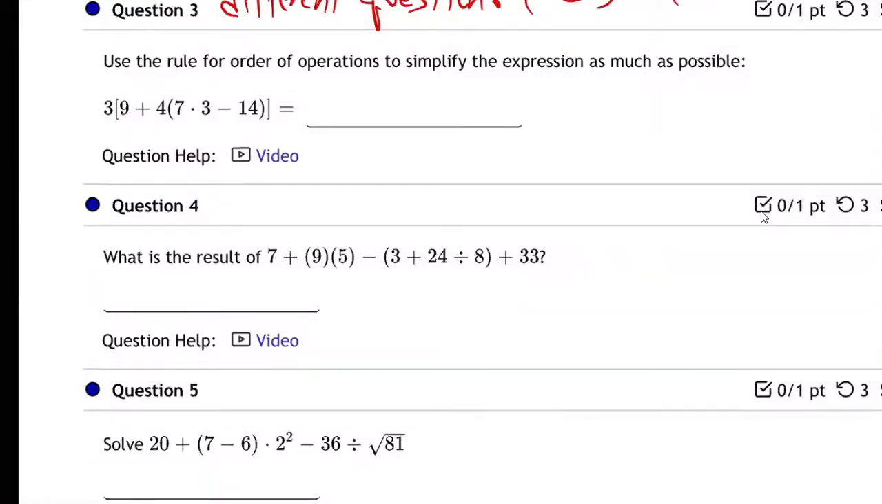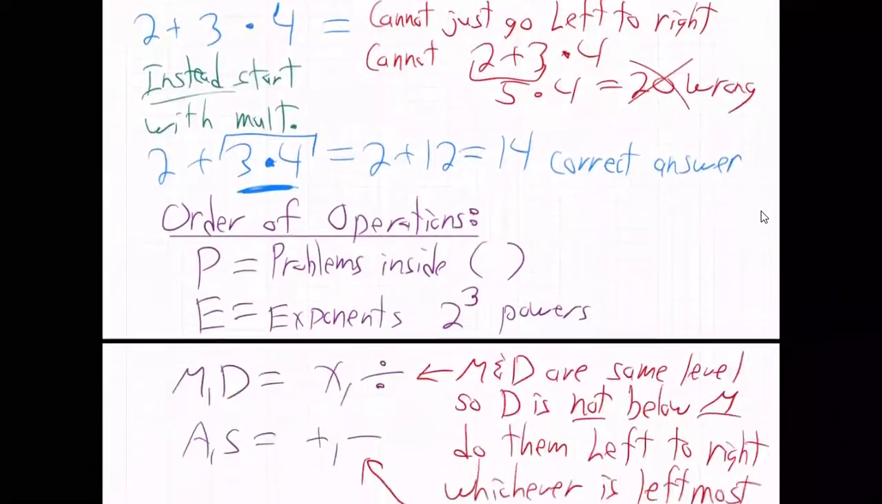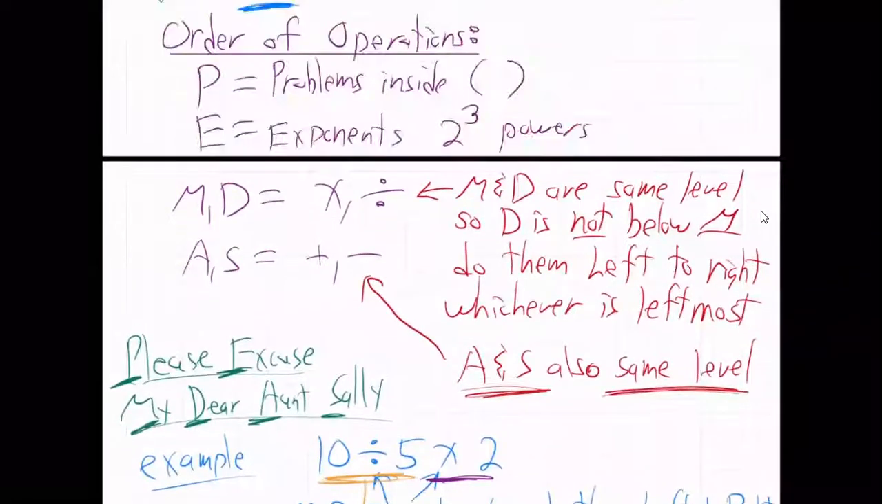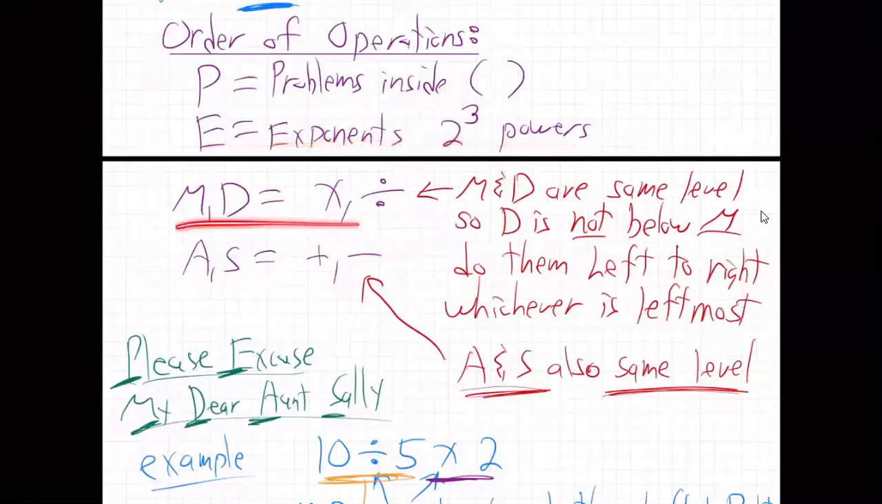Okay, so on this one, they're wanting us to work out the problem. I'm going to start. So you remember the order. So down here is the order of operations. Remember the order of operations, right? PEMDAS, parentheses first. Any problems inside parentheses? Exponents, powers, multiplying, dividing are the same level as each other. Adding, subtracting are the same level as each other.